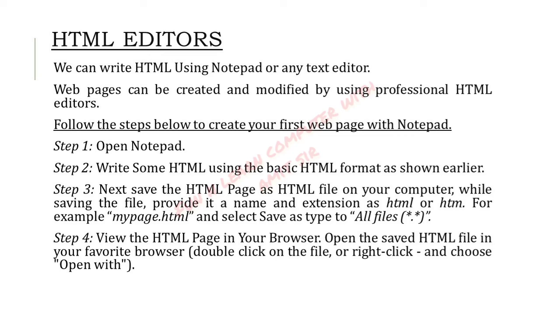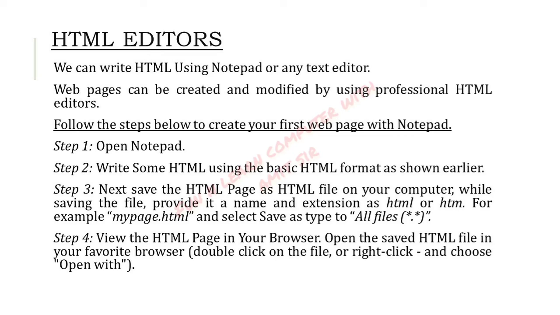Step 3. Next, save the HTML page as HTML file on your computer. While saving the file, provide it a file name and extension as HTML or HTM. For example, mypage.html, and select Save As Type to all files. After this, click on Save button to save the HTML file.